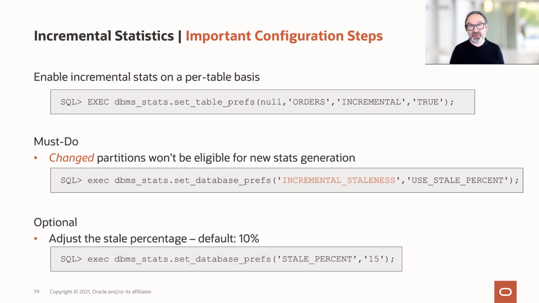And you can even tweak the staleness if you need to. There may be situations, depending also on the spread of data and the number of rows in your partitions. You could tweak the stale percentage. Here in this example, we set it to 15%. By default, it's 10%. But be aware, you need to enable the incremental staleness. It's not on by default.